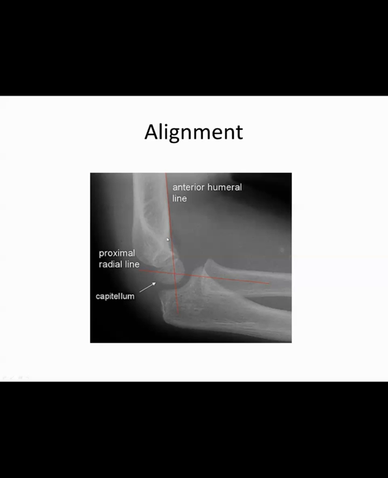So in terms of alignment, you would draw these two lines on the lateral elbow radiograph. When we draw a line down the anterior part of the humerus, it should intersect within the middle third of the capitellum here. Next, we have the radiocapitellar line, which, if you draw it from the middle of the radius, it should intersect the capitellum here. If any of these lines are out of alignment, consider radial head dislocation.